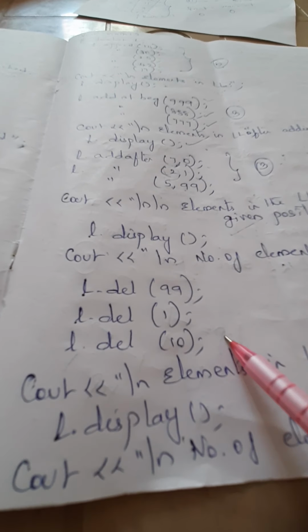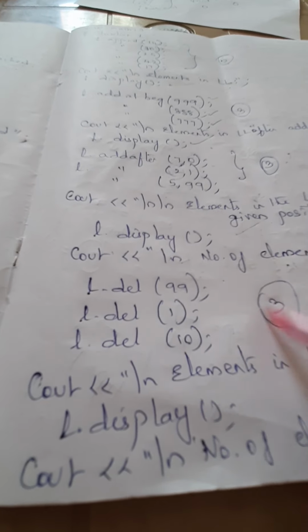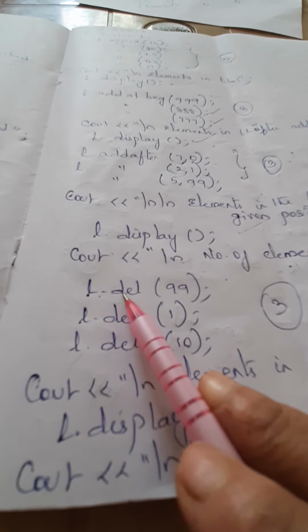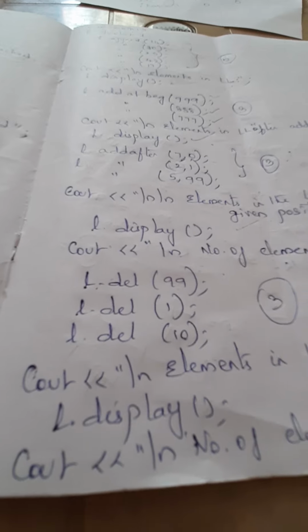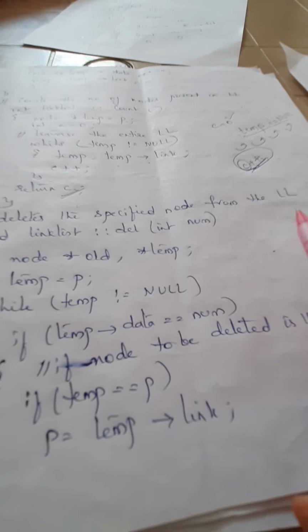Then coming to the delete function. So when you are using the delete function, I am trying to delete 3 elements here. So when you say L dot delete, it will automatically move to the delete function. So what is delete function doing here? So here is a delete function. It deletes a specified node from the linked list.